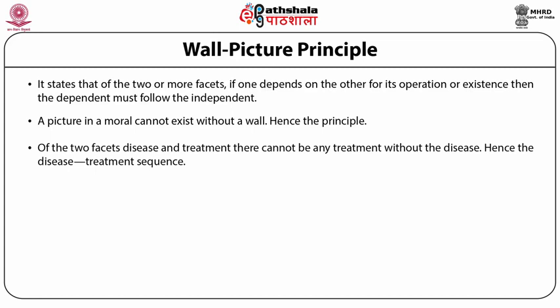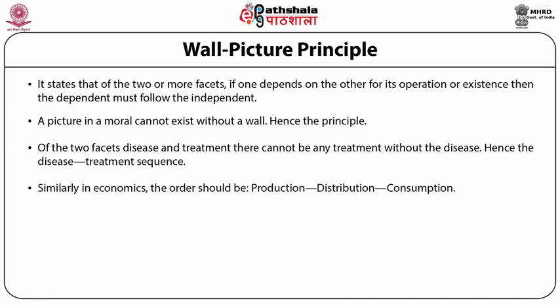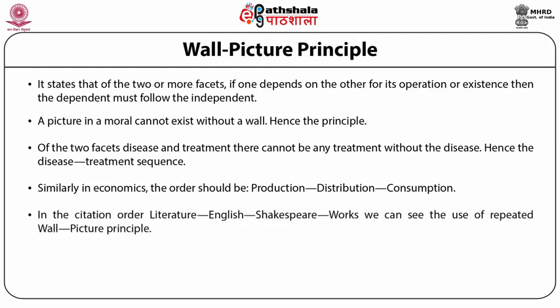Of the two facets, disease and treatment, there cannot be any treatment without the disease. Hence the sequence is disease, treatment. Similarly, in economics, the order should be production, distribution, and consumption. The three are obvious in their decreasing dependence. In the citation order literature, English, Shakespeare's works, we can see the repeated use of the wall picture principle. This principle also follows later-in-time sequence in one way.